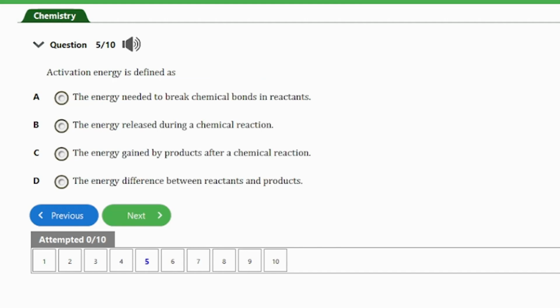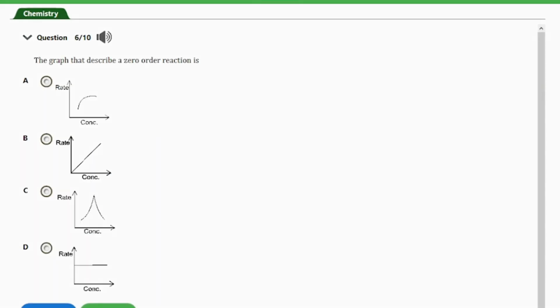Question number 5. It says activation energy is defined as A, the energy needed to break chemical bonds in reactions, B, the energy released during chemical reaction, C, the energy gained by products after a chemical reaction, D, the energy difference between reactants and products. So guys, the answer to this question is option A, and that's the energy needed to break chemical bonds in reactants. So let's consider the next question.